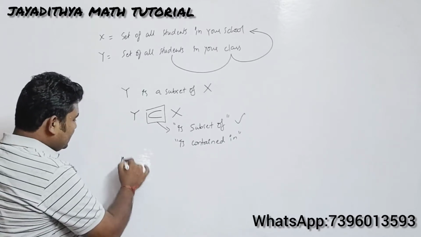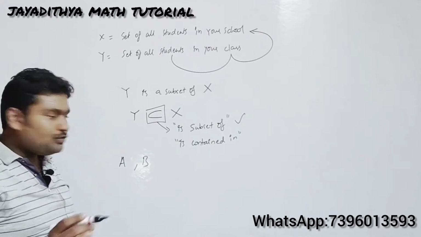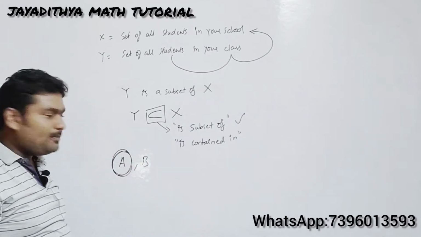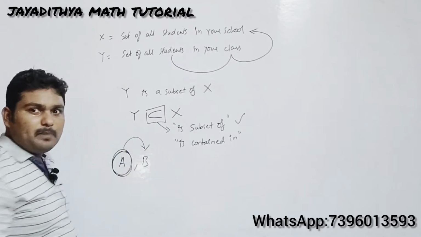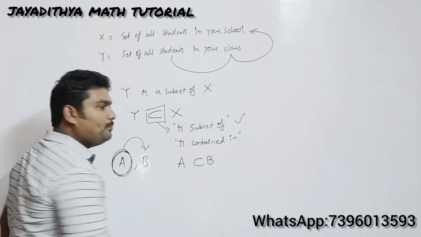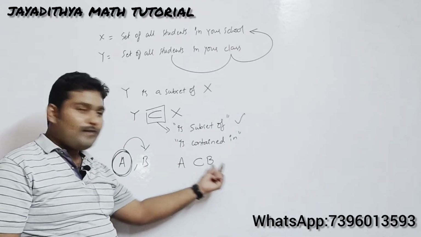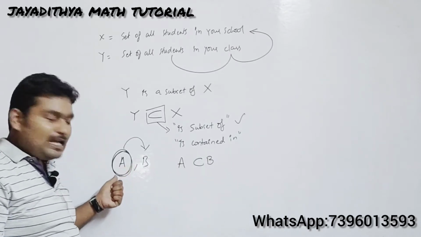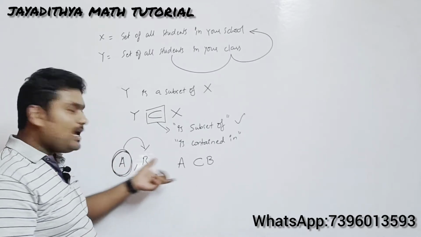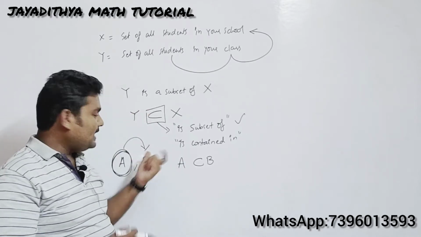For example, you take A and B as two sets. If each and every element of set A is present in B, then we can say that A is a subset of B. So a set will be a subset of another set only if each and every element of that set is present in the other set. So this is the definition of subset.